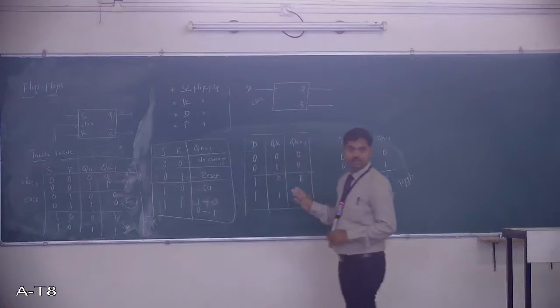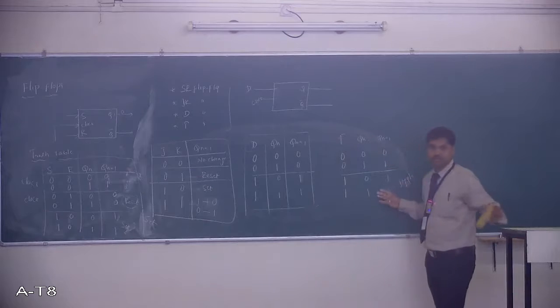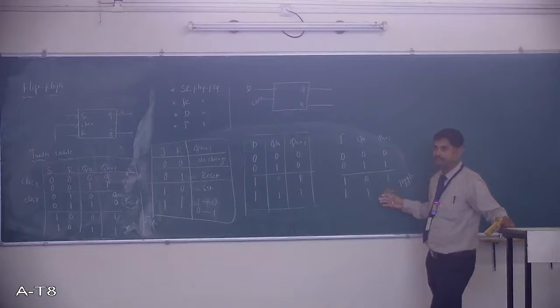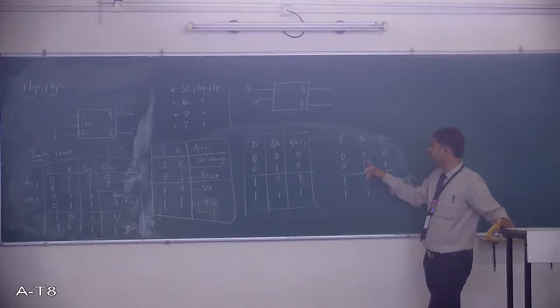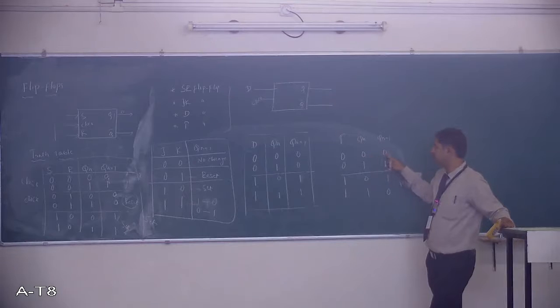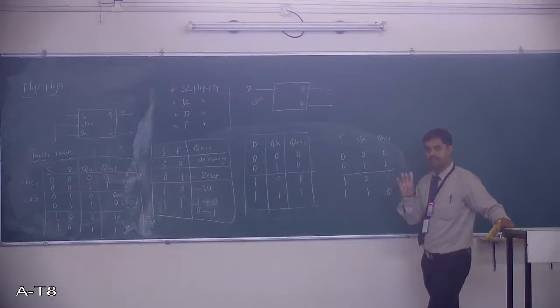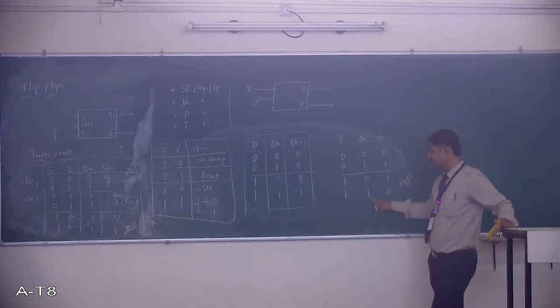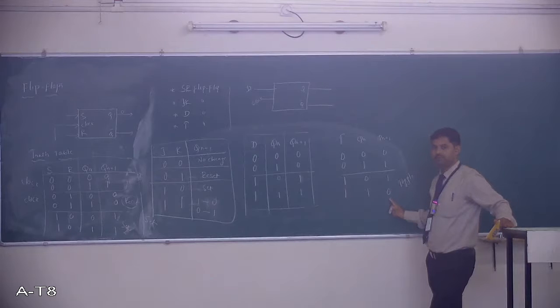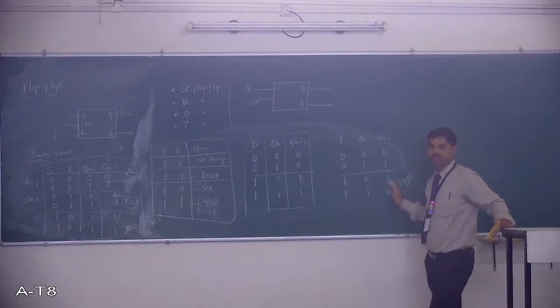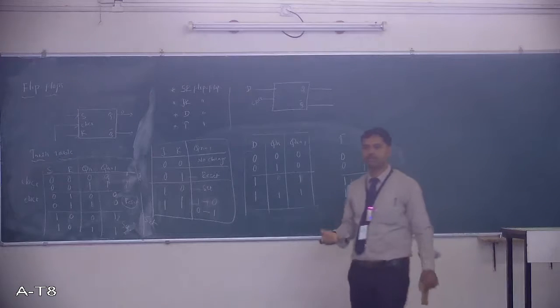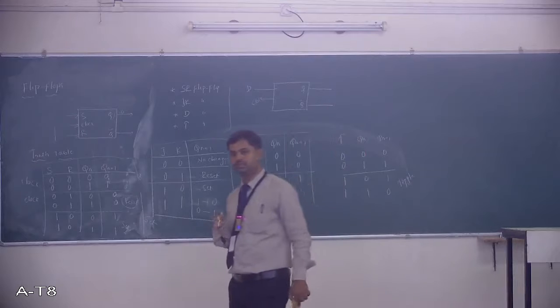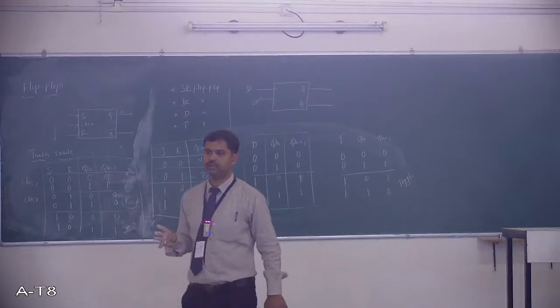Got this? And T flip-flop truth table I have written. You only analyze it. If T is 0, if last state is 0, it maintains 0. If last state is 1, it maintains 1. There is no change if T is 0. If T is 1, if last state was 0, it becomes 1. If it was 1, it becomes 0. It's a toggling.